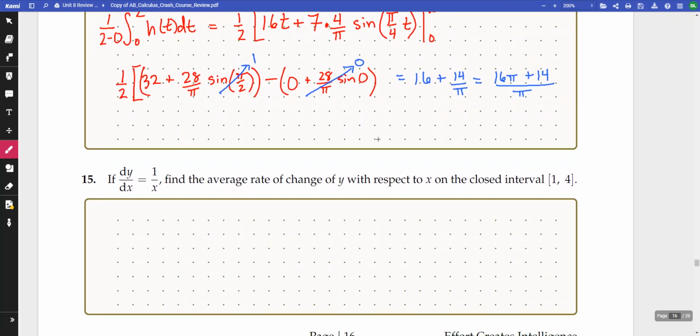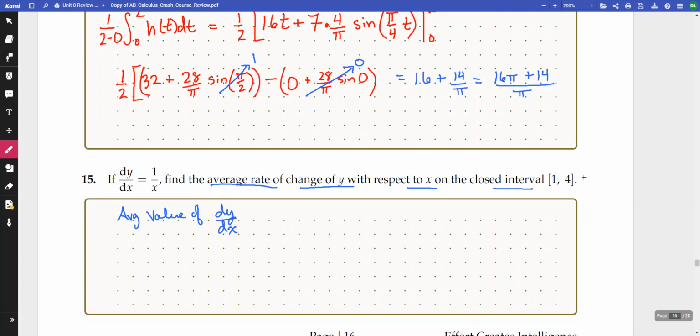And let's go ahead and look at one final one. So here's a key idea for this also. We want the average rate of change of y with respect to x on the closed interval. So that means I want the average value of change of y with respect to x. So average value of dy dx. This is not asking me for the average rate of change of dy dx. It's asking me for the average value of dy dx. So we have to be careful there.